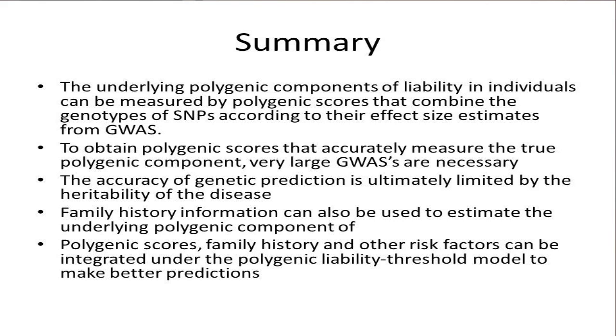So in summary, the underlying polygenic components of liability in individuals can be measured by polygenic scores that combine SNPs according to the effect size estimates from GWAS. To obtain polygenic scores that accurately measure the polygenic components, very large GWAS are necessary, and the accuracy of genetic prediction is ultimately limited by the heritability. If the disease is not very heritable, then of course the genetic prediction is not going to be very accurate. But family history information can be used to estimate the underlying polygenic component as well. And as I showed, you can combine polygenic scores, family history, and also other risk factors under this model to make that prediction.